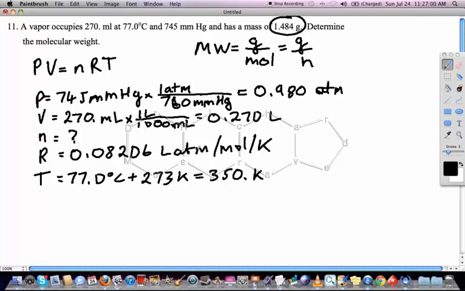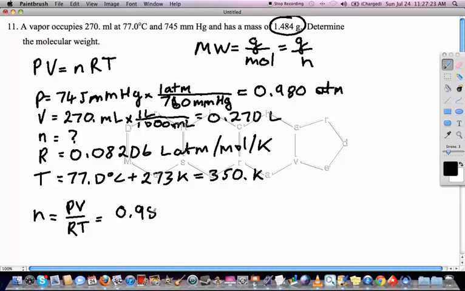Alright, so now we've got all the units matching the units bar. We can go ahead and do our conversion. We can see that we need N, so we're going to divide both sides by RT. So N equals PV over RT. And go ahead now and plug in my values.